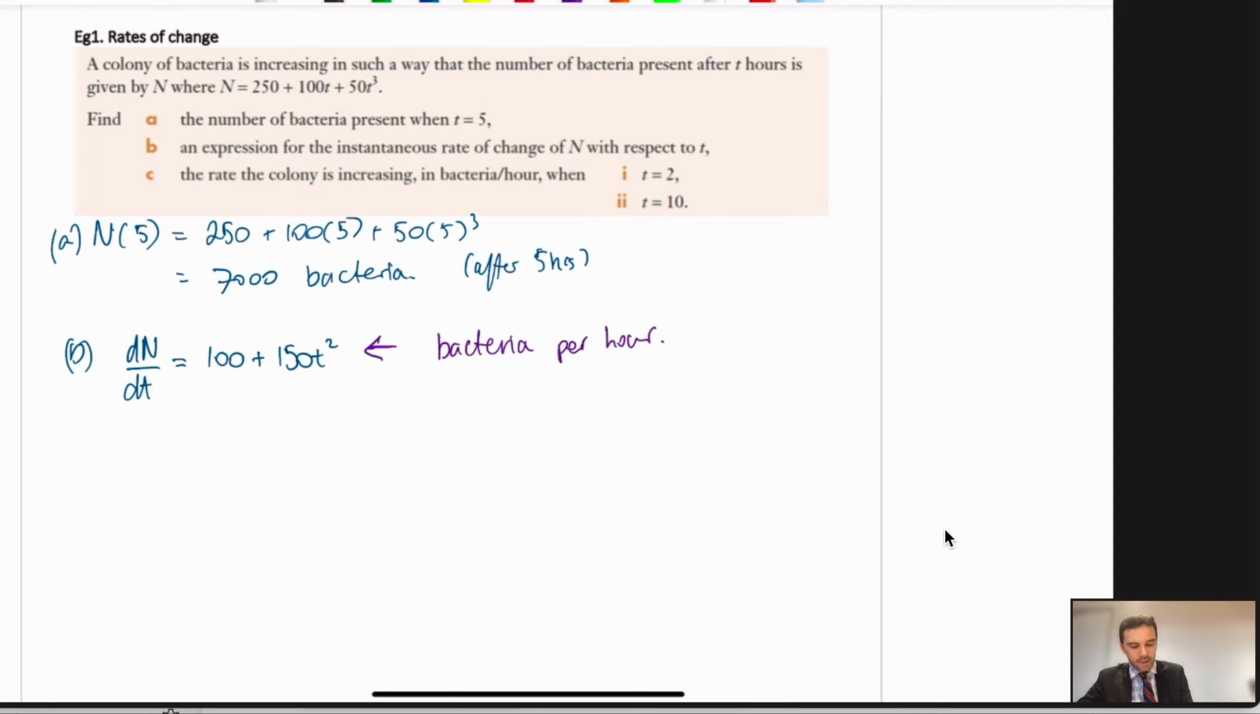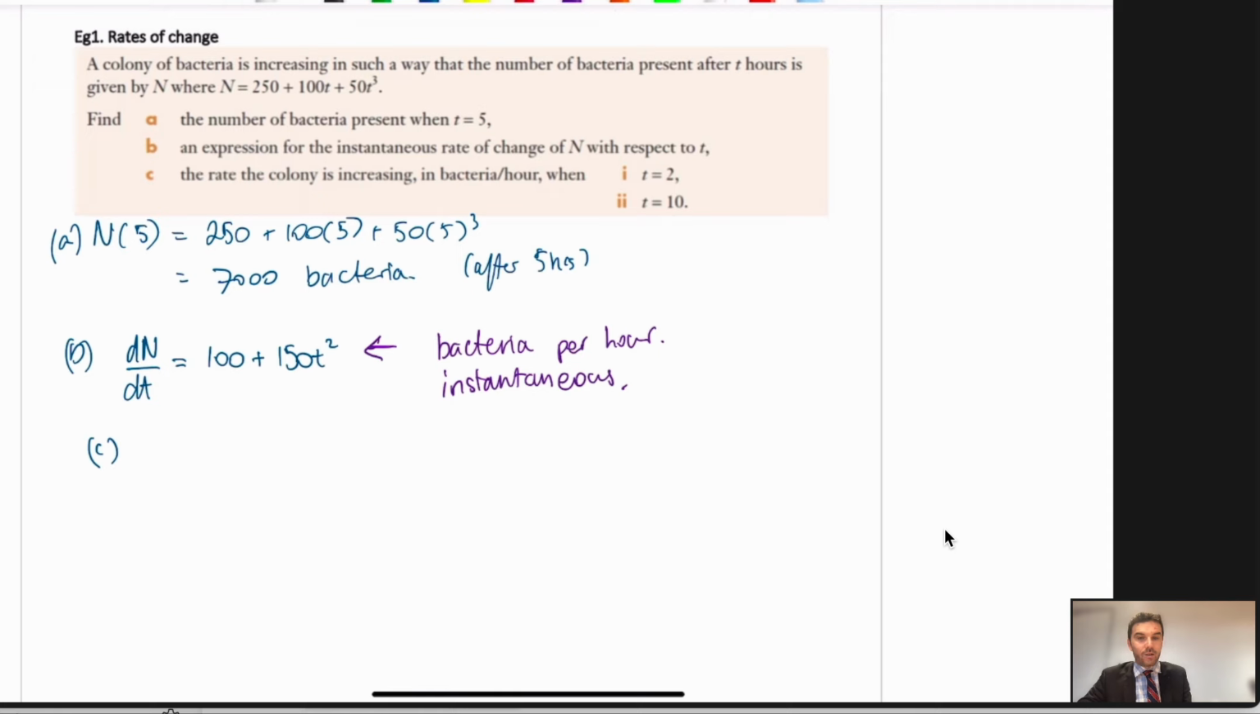Now this is an instantaneous thing, okay? So at any one value of t, you can find anything. Could be t is 4, 3, 1.6. You can find the exact increase or decrease in bacteria per hour. Instantaneous. Okay, let's move on to C.